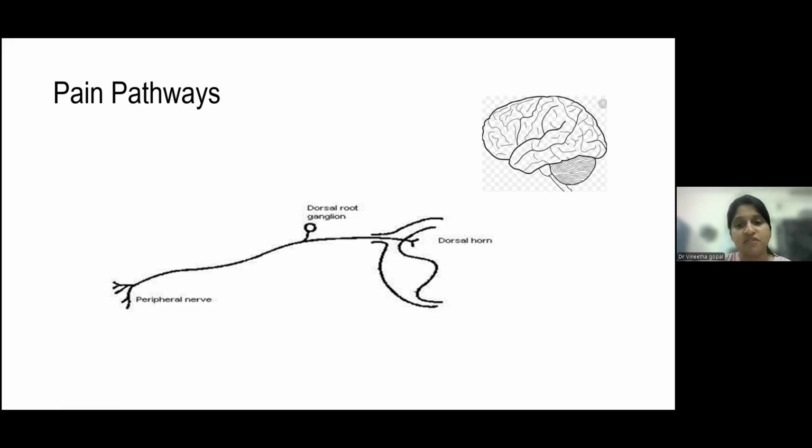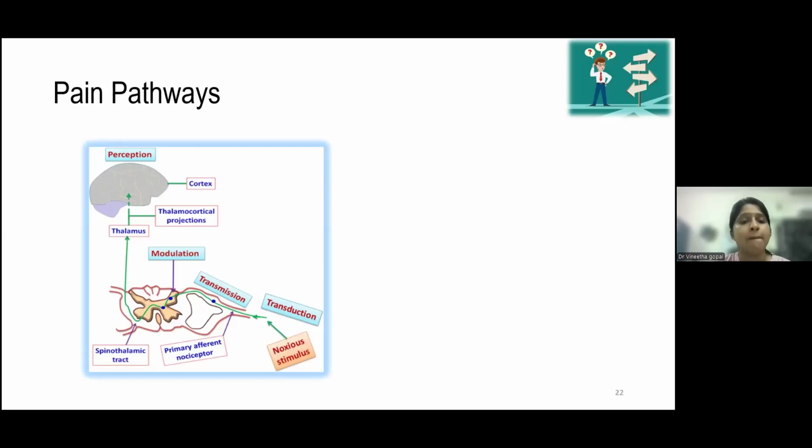But that is not enough, right? Now, this pain pathway has got four components. One is transduction, which happens in the periphery: a tissue injury occurs and some chemicals are released there. This chemical stimulus is converted to an electrical stimulus, which is known as transduction. And this is then transmitted through the nerve to the dorsal horn and then to the cortex. That is known as transmission.